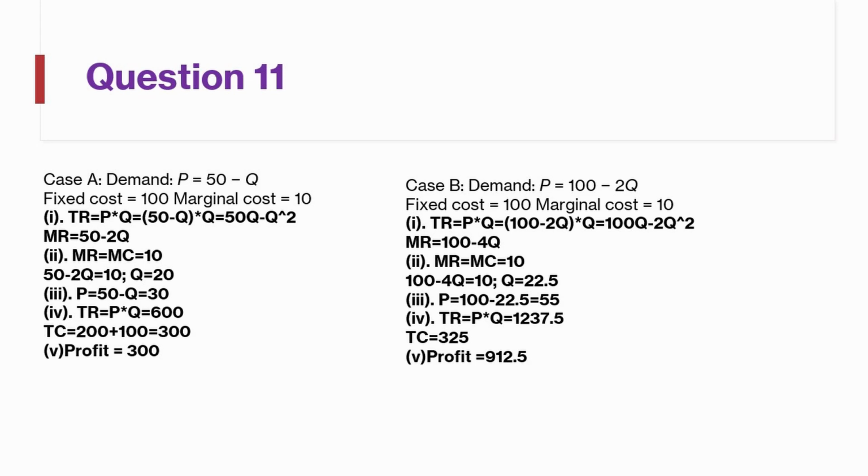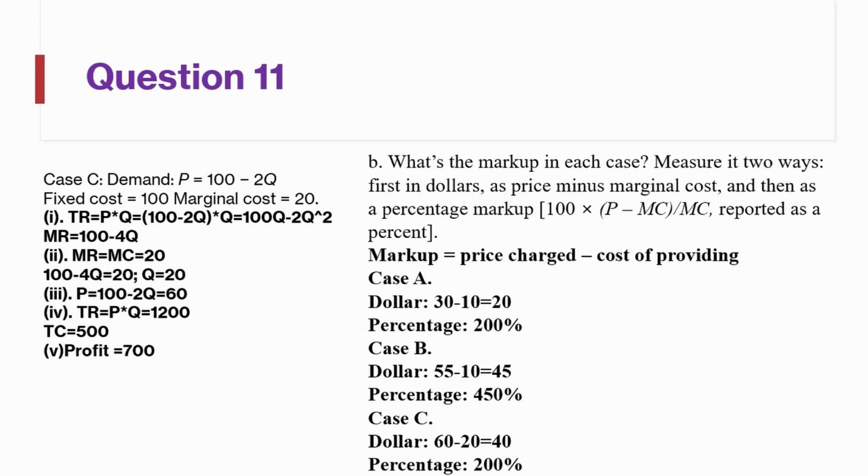For case B, it's the same set of principles. The marginal cost is still 10, which is equal to marginal revenue, but that gives us a quantity of 22.5, a price of 55, and a total revenue of 1237.5, and a total cost of 325, and a profit of 912.5. For case C, now the marginal cost is 20, which is equal to the marginal revenue. That gives us a quantity of 20, price of 60, total revenue of 1,200, and a total cost of 500, giving us a profit of 700. The markup, respectively, is $20, $45, $40, and the percentage is 200%, 450%, and 200%.